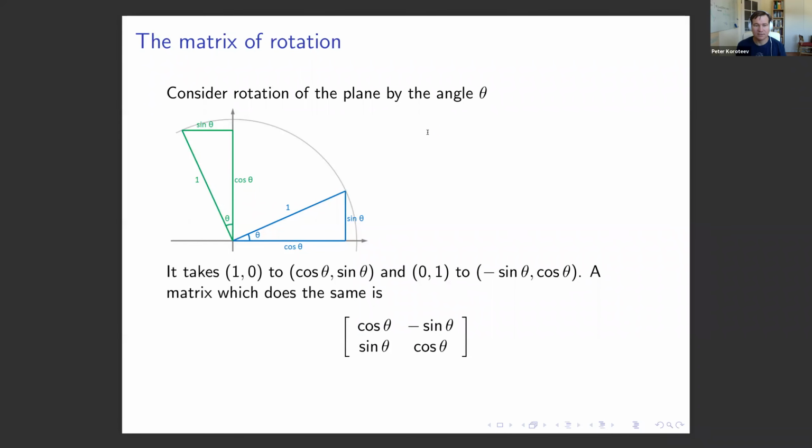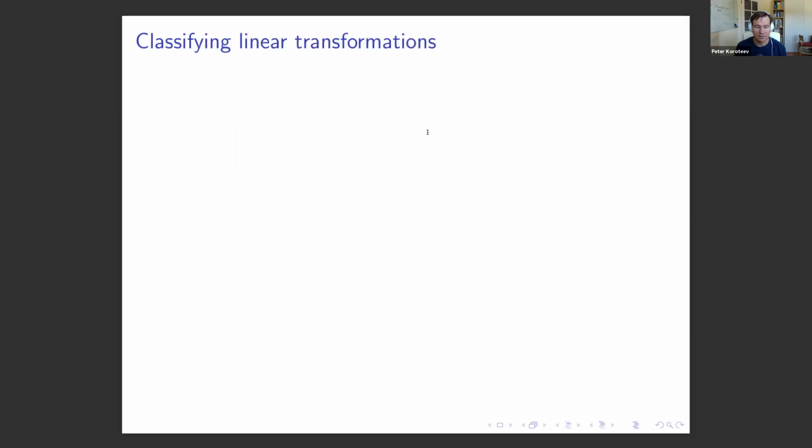And as you can see, this is done with the help of this matrix with components cosine theta, negative sine theta, sine theta, cosine theta. So are these the same linear transformation? Let's classify those linear transformations.